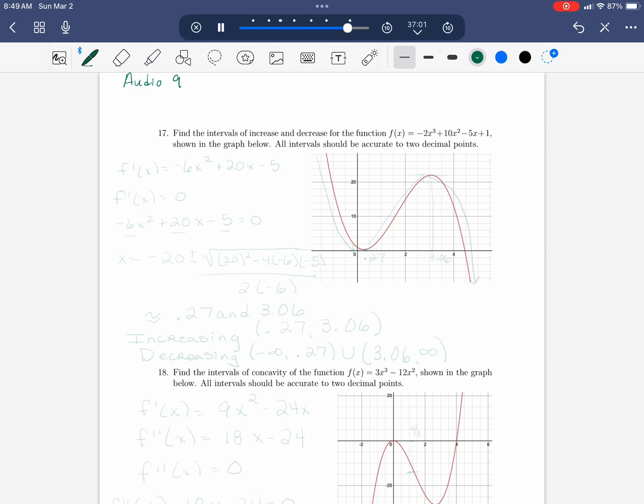Okay, number 17, find the intervals of increase and decrease for the following function shown in the graph. All intervals should be accurate to 2 decimal points. So, looking at this, we're going to figure out where our slope is 0, so we know that's a minimum or a maximum. To do that, we're going to take the derivative and set it equal to 0.